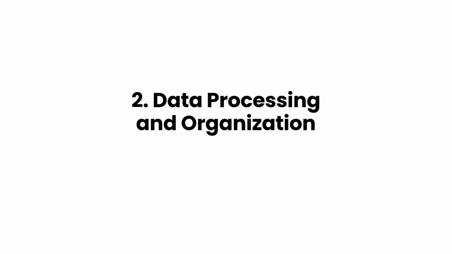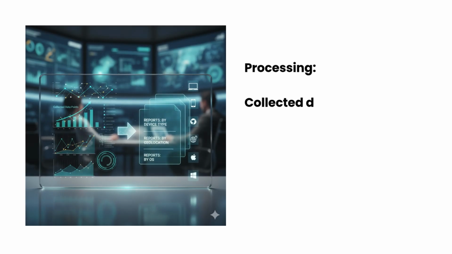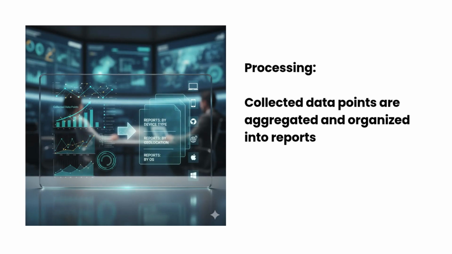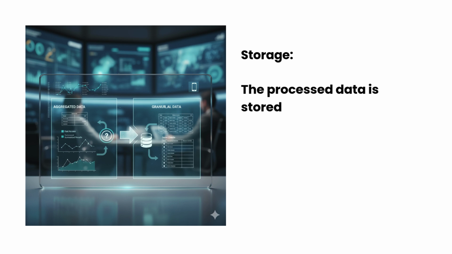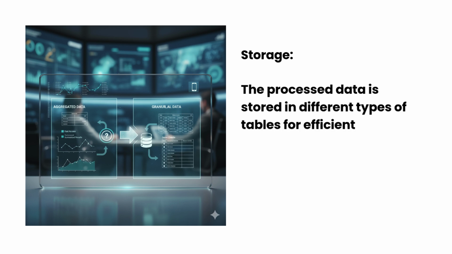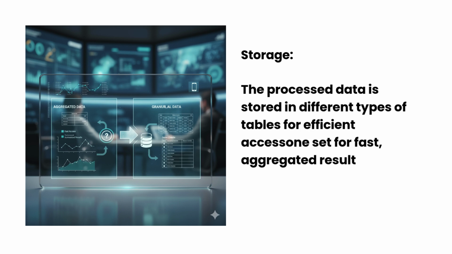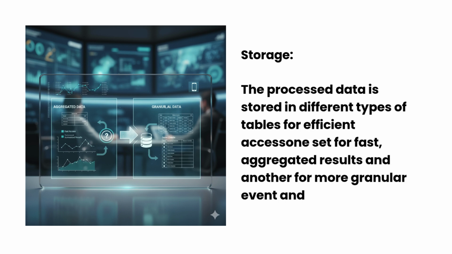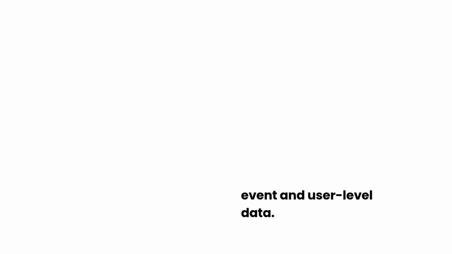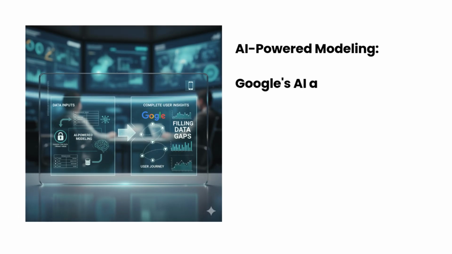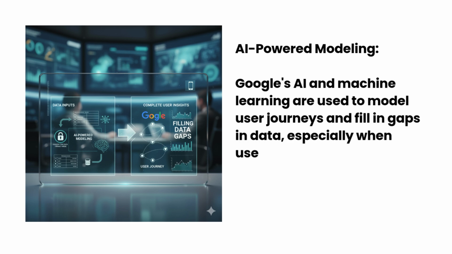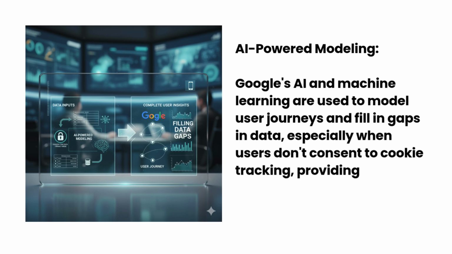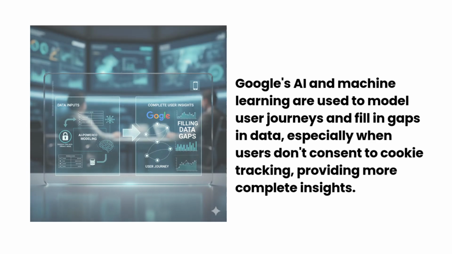Next is data processing and organization. Processing: collected data points are aggregated and organized into reports based on various criteria, such as device type or browser. Storage: the processed data is stored in different types of tables for efficient access, one set for fast, aggregated results, and another for more granular event and user-level data. AI-powered modeling: Google's AI and machine learning are used to model user journeys and fill in gaps in data, especially when users don't consent to cookie tracking, providing more complete insights.